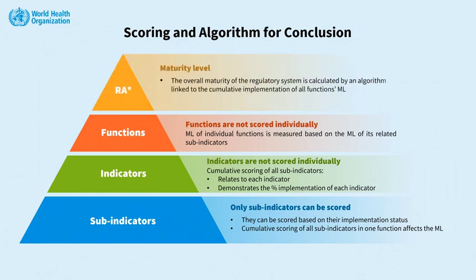The overall maturity of the regulatory system is calculated by an algorithm linked to the cumulative implementation of maturity levels of all functions. The algorithm considers the percentage of implementation across the indicators based on the scoring assigned to the sub-indicators. The lowest ML reached in any of the functions leads to the final ML of the regulatory system.